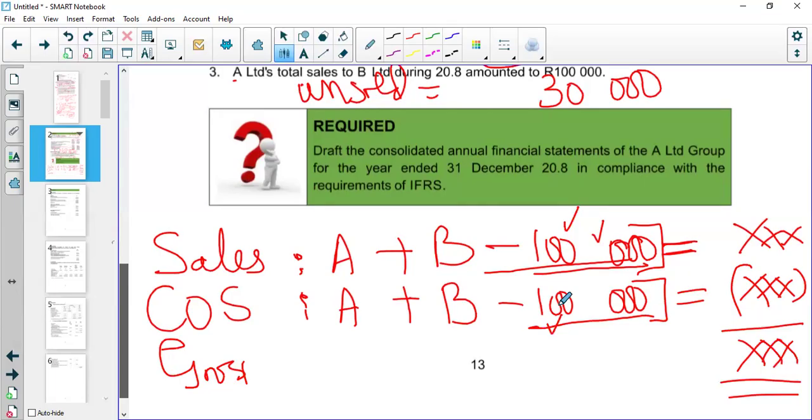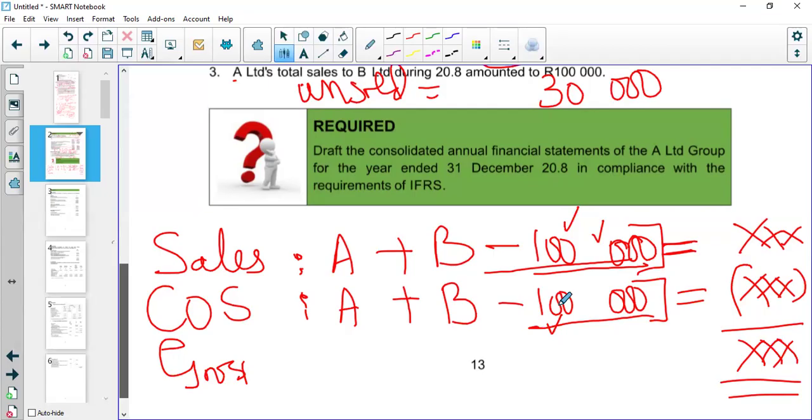So we have sales reduced by 100,000 and cost of sales reduced by 100,000. The effect on profit is 0. I want you to underline that. Why am I saying that?